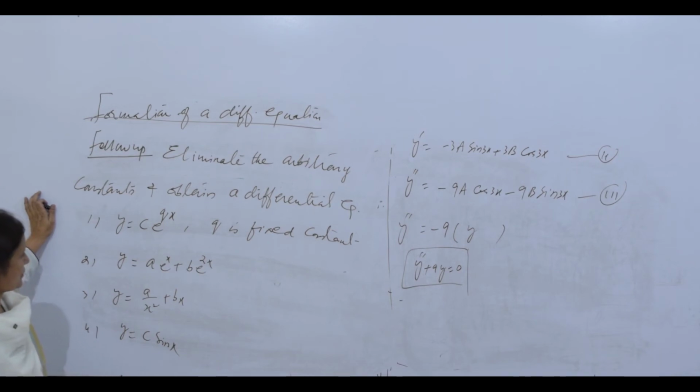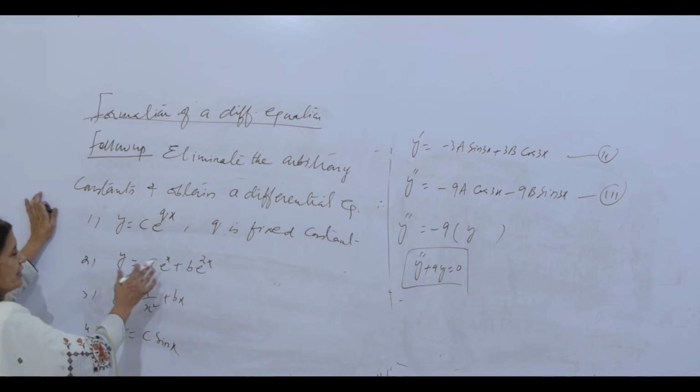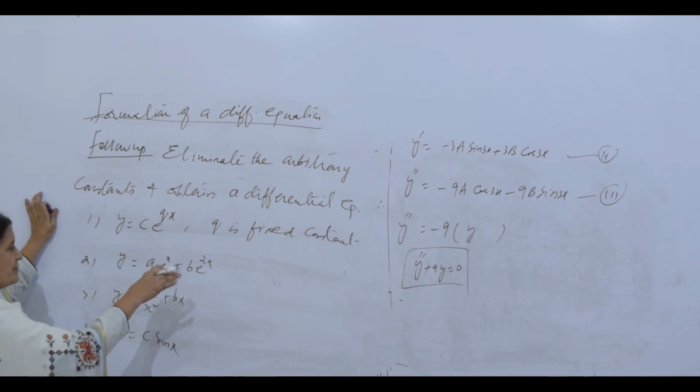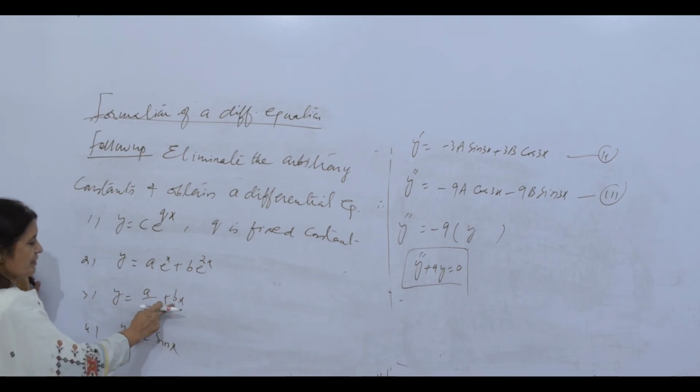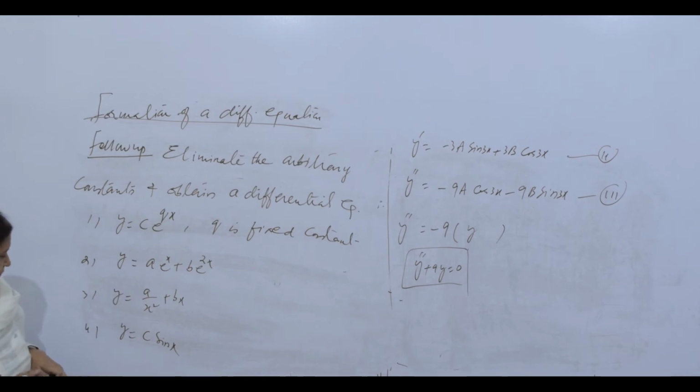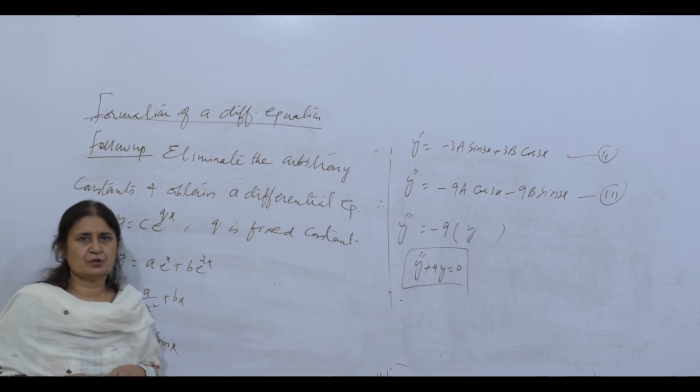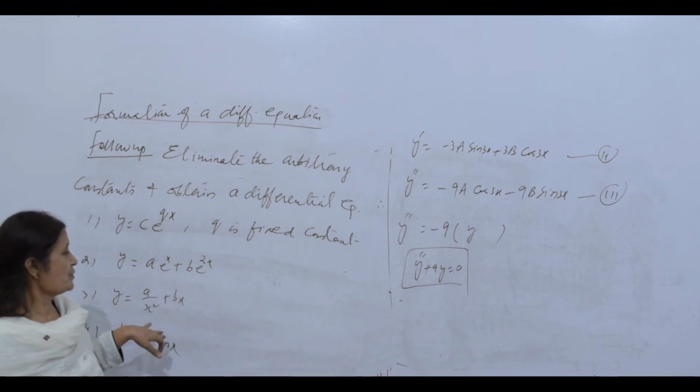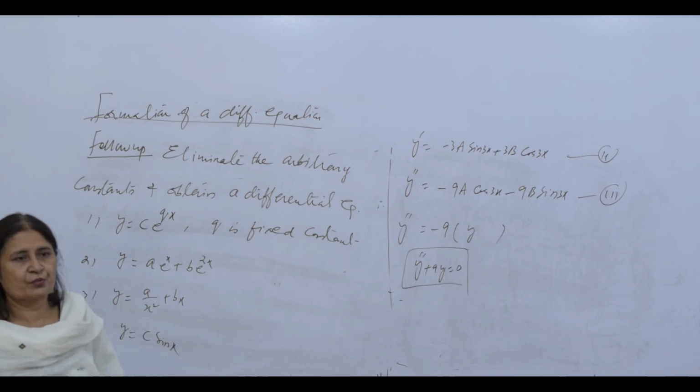So these are 4 questions. Here A and B are two constants. You have to differentiate twice and solve them simultaneously. Similarly, A and B are two constants. This is C, only one constant. So you can solve them, and these are the solutions actually given. You have to obtain a differential equation out of it.